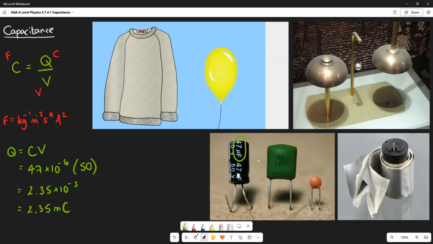This is a pretty typical size for a capacitor. You are unlikely to see any capacitors that don't have a small prefix. So on the scale of whole farads, those are very rare. Usually they are nanofarads or microfarads. Even the largest capacitors that you're likely to come across in the classroom are still likely to be milli or micro.